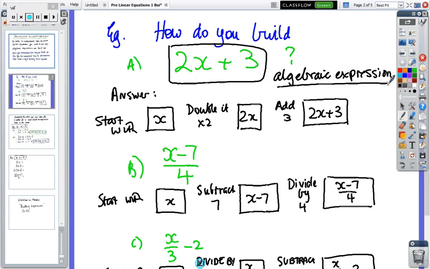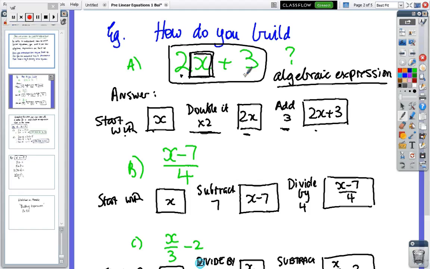Well, you start with the value. You start with x, whatever x equals. X equals a number. So you start with x. You double it, and that produces the 2x. And then you add 3, and that produces the 2x plus 3. So we start with the pronumeral x, and we have to double it to get the 2 in front of it, and then we just add 3, and we've constructed 2x plus 3.